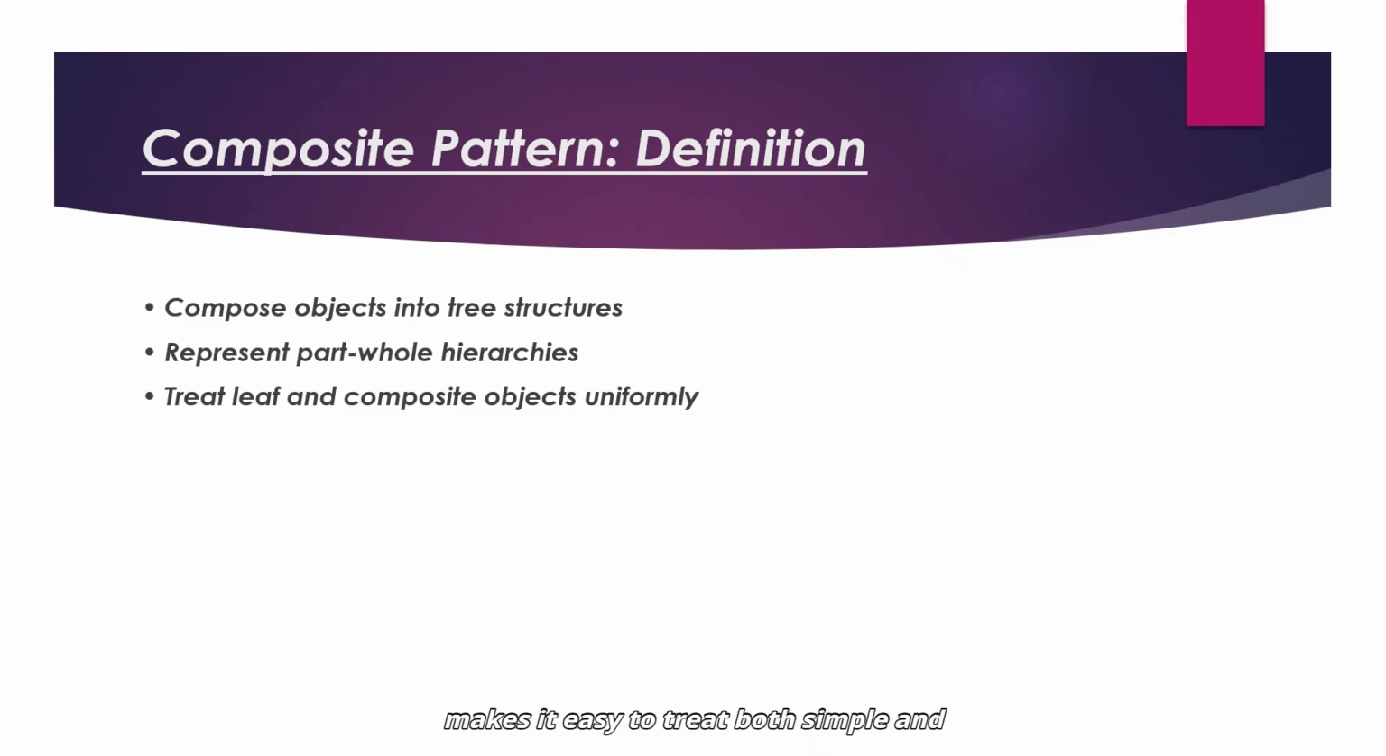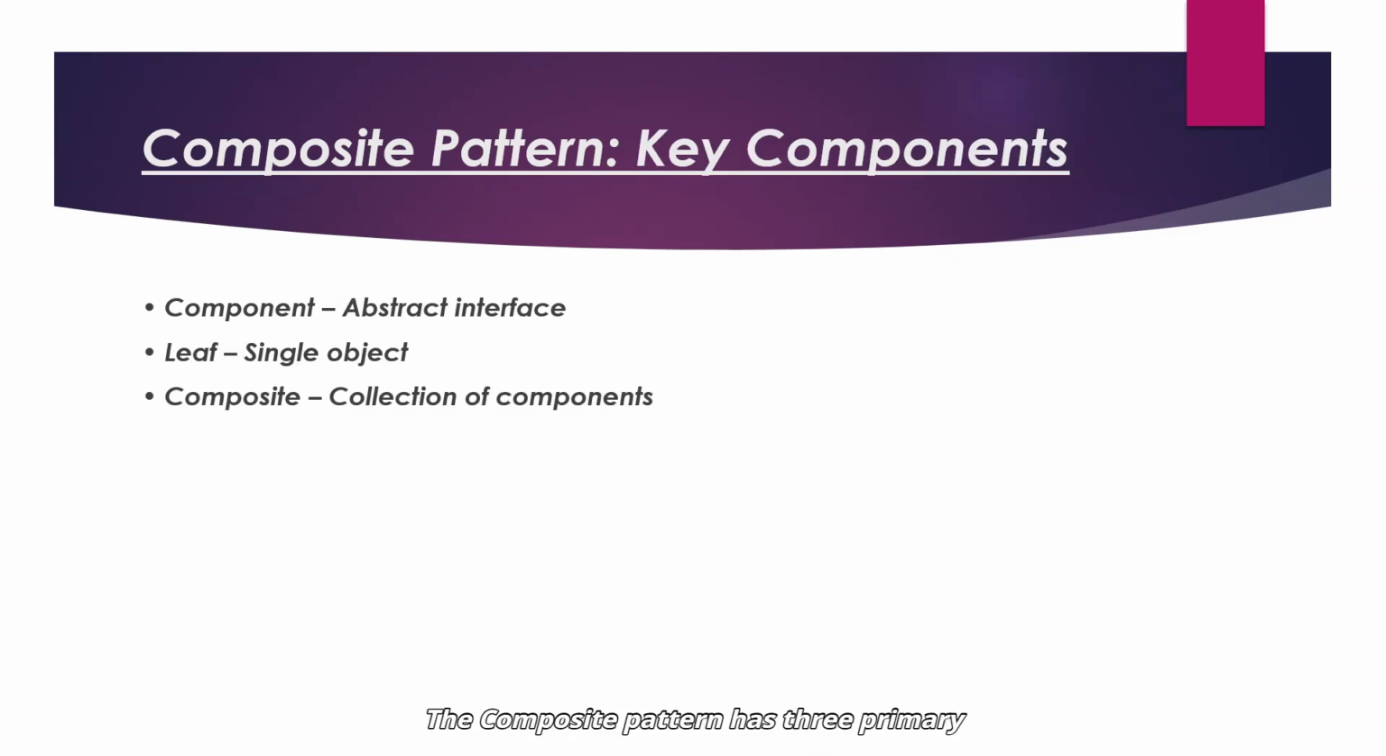The advantage of this pattern is that it makes it easy to treat both simple and complex objects in the same way, reducing the complexity of our code and making it easier to maintain. The composite pattern has three primary components. Component. This is the common interface or abstract class that defines the operations. Both the leaf and composite will implement this interface.